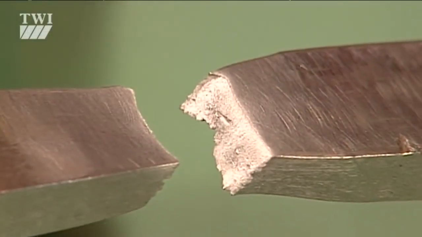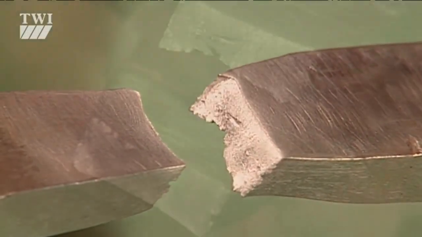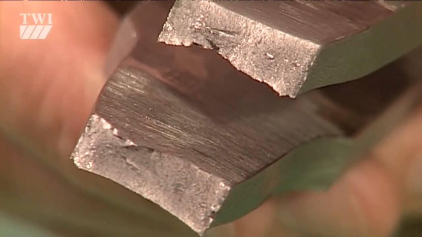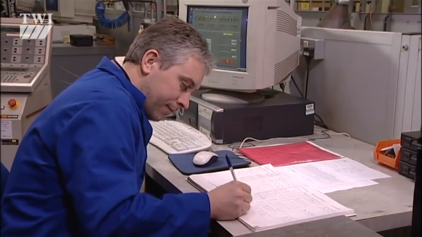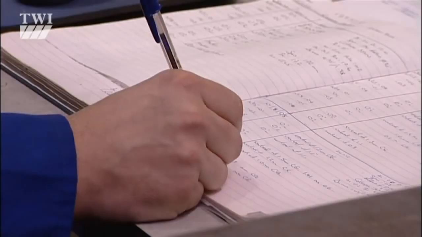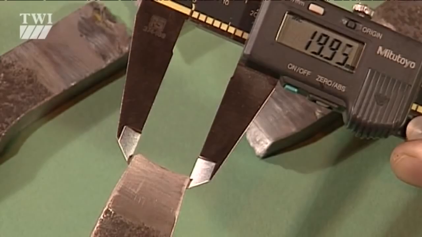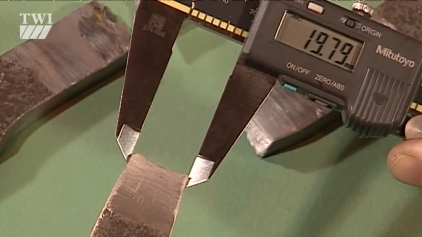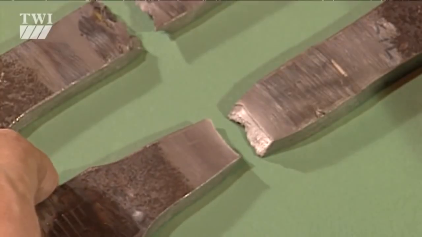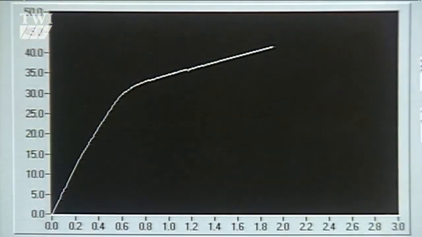So, from this test, we can create a stress-strain curve defining the ultimate tensile strength and the yield point. In other words, measures of the material's strength, as well as the percentage elongation and the percentage reduction in area, both measures of the material's ductility. And the slope of the elastic portion of the curve, essentially a straight line, gives us the Young's modulus.